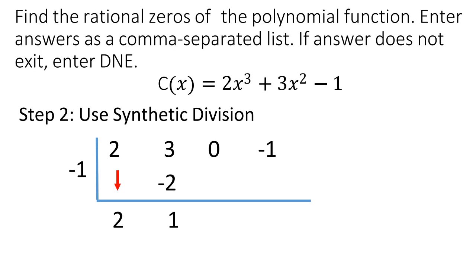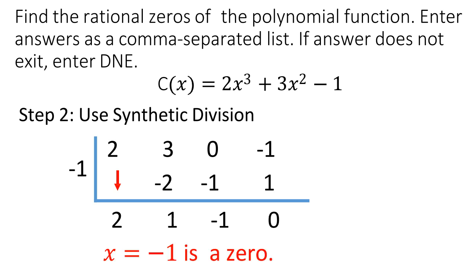Okay, so negative 1 times 2 is negative 2. 3 minus 2 is 1. Negative 1 times 1 is negative 1. 0 minus 1 is negative 1. Negative 1 times a negative 1 is a positive 1. And negative 1 plus 1 is 0. Awesome. So what this is telling me is that x equals negative 1 is a zero.